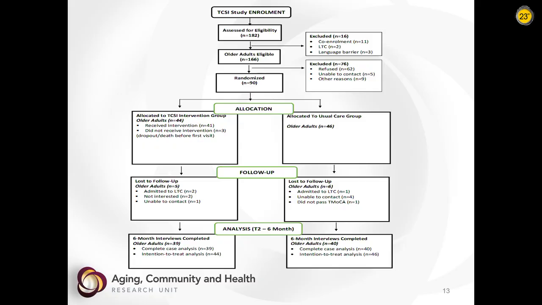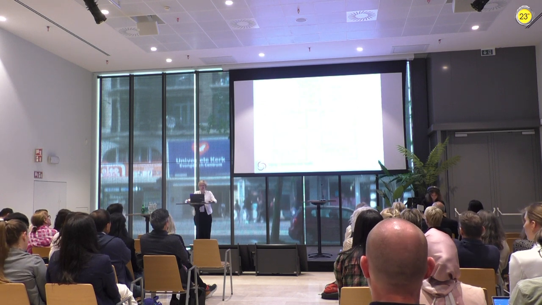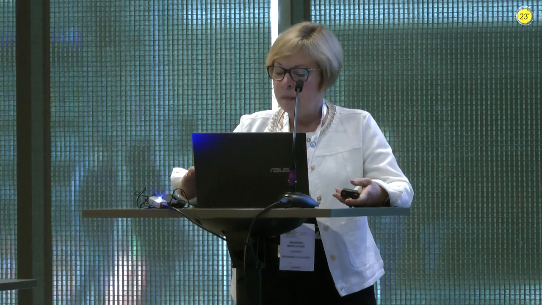So this diagram, although busy, provides a summary of the flow through the trial. A total of 182 older adults were screened for the study, and 91% met all of the eligibility criteria. Out of that, 54% of eligible older adults consented and entered the trial, and of the 90 participants, 79 completed the six-month follow-up. So we had a retention rate of about 88%, which is quite good given the population.